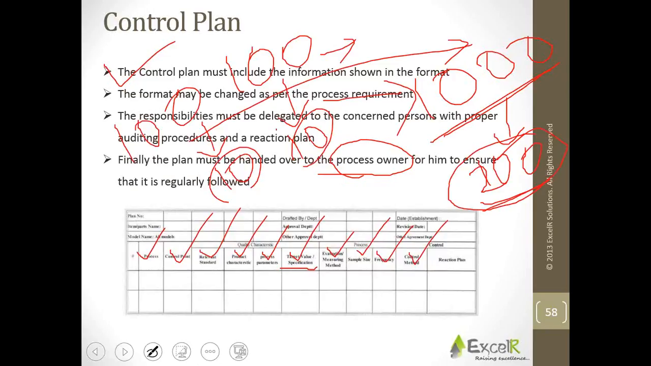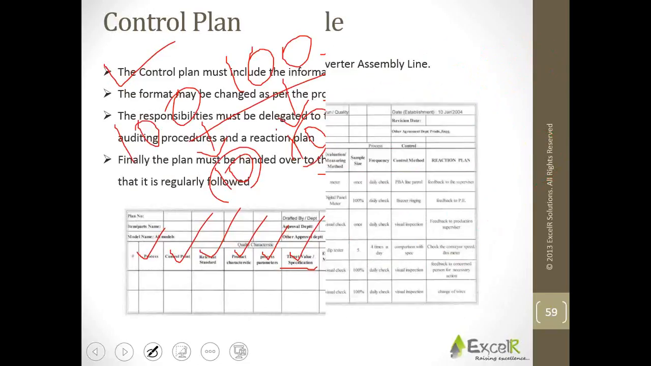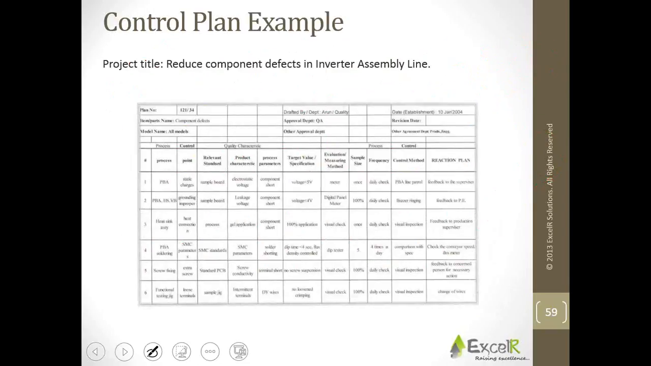Control method. How are you going to control? Are you going to use statistical process control and control charts? Are you going to use a checklist? Are you going to do mistake proofing? What is it that you're going to do? And if something goes wrong, what would your response be to that? This is a simple format. Formats might change. That is the same format that is provided here. We can just go through this. This is an example.